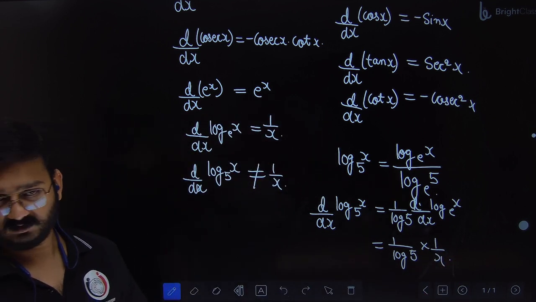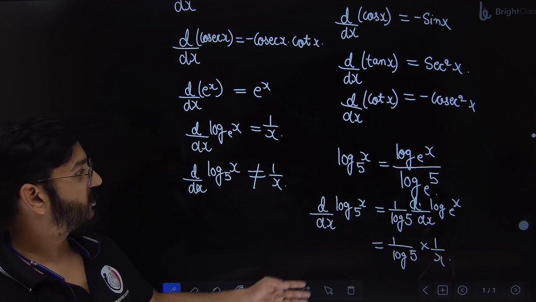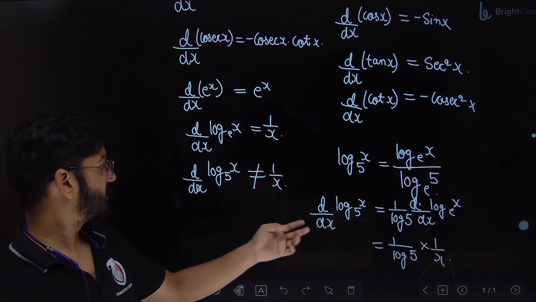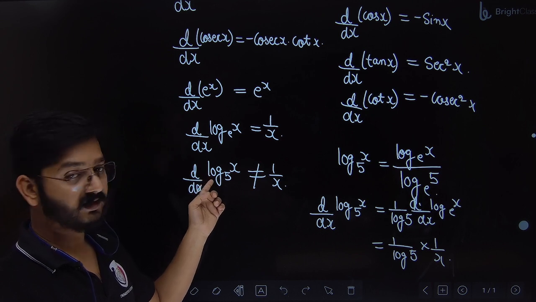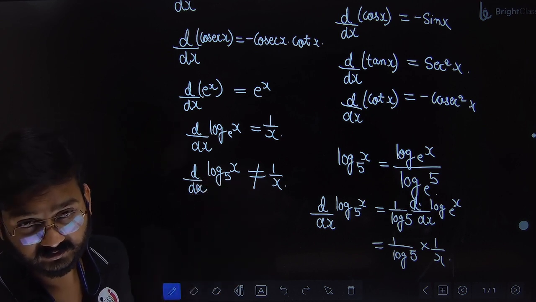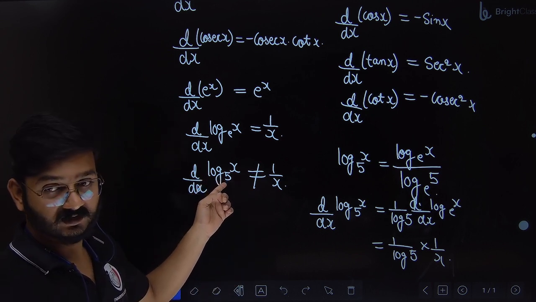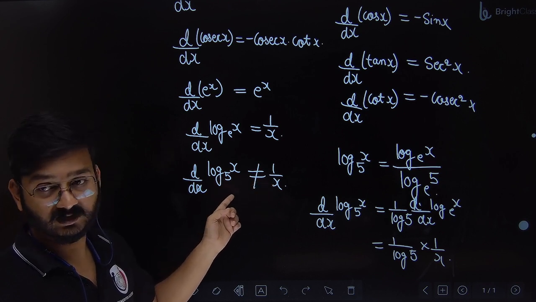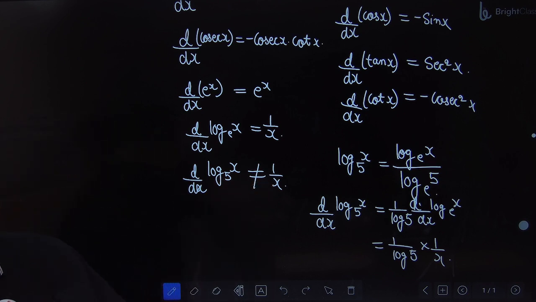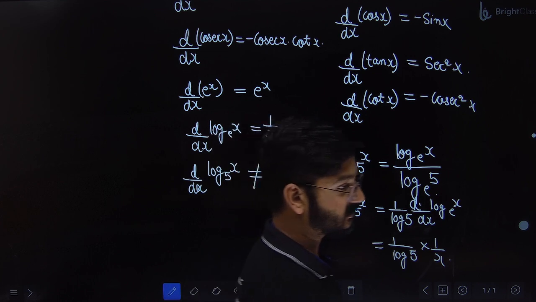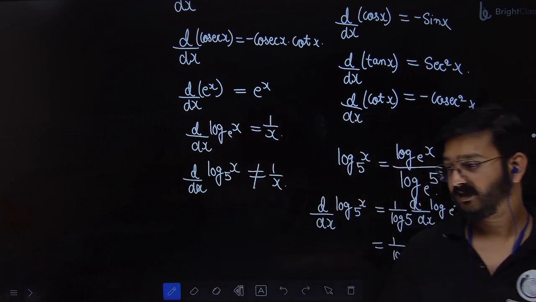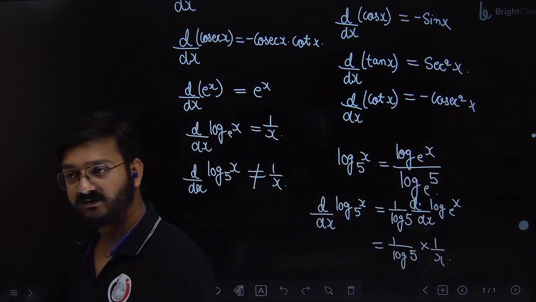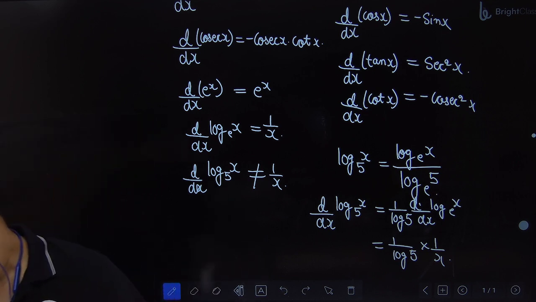Is the funda clear? So if you don't want to write this much, what is the shortcut? 1 by x multiplied by 1 by log 5. If I say 10, it will be 1 by x into 1 by log 10. Be careful in the exam, don't make this mistake. Sometimes we don't check the base and we still write the answer as 1 by x. So there you have to be a bit extra careful.